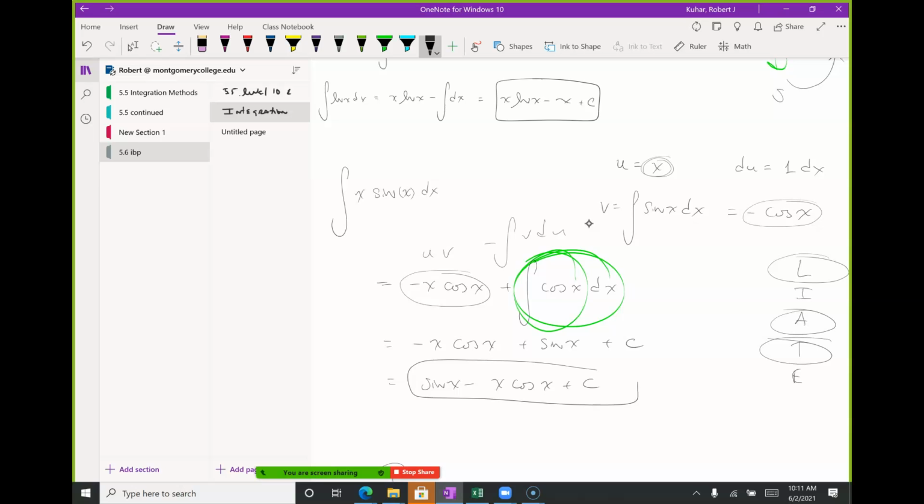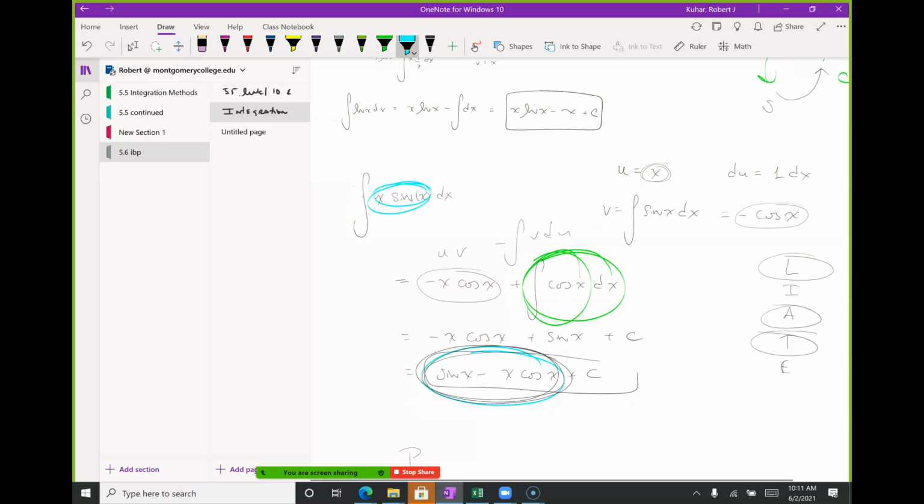And of course, if I took the derivative of this, the derivative of the c is 0, and I would get back to x sine x. That's what you want to make sure you try at least a couple of times when you're doing homework. Take your answer from by parts and differentiate it and make sure you get back to the original, which will be a nice little review of product rule and quotient rule and all of that.